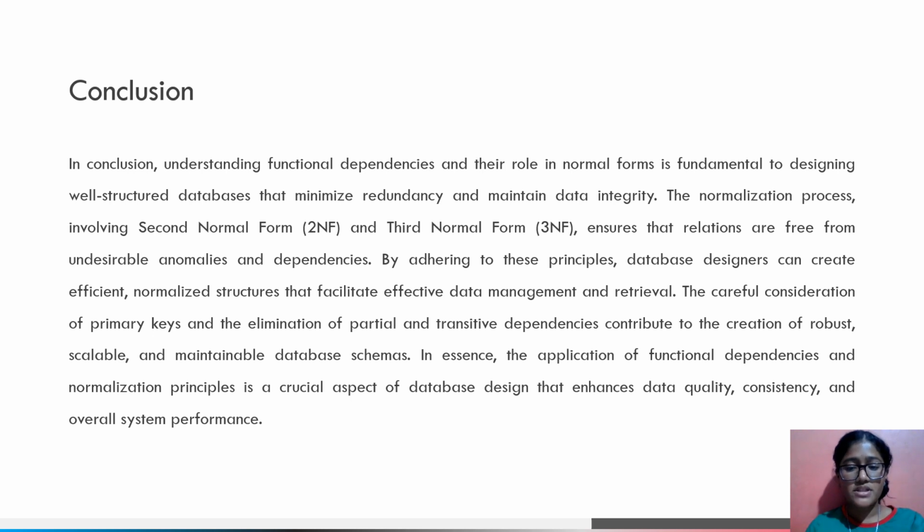The application of functional dependencies and normalization principles is a crucial aspect of the database designer's work that enhances data quality, consistency, and overall system performance. So we could conclude that the normalization techniques can contribute to data quality, consistency, and overall system performance.